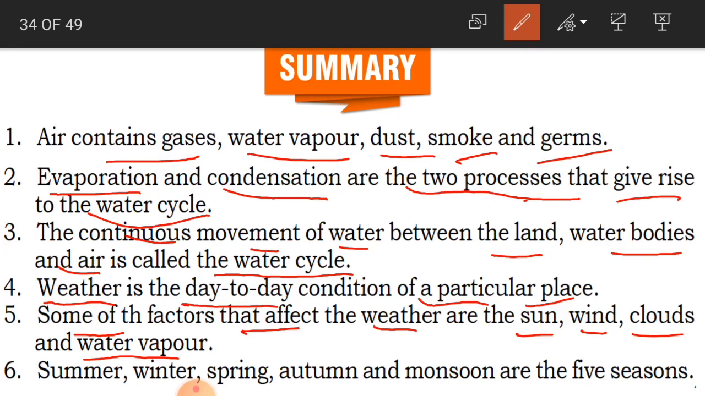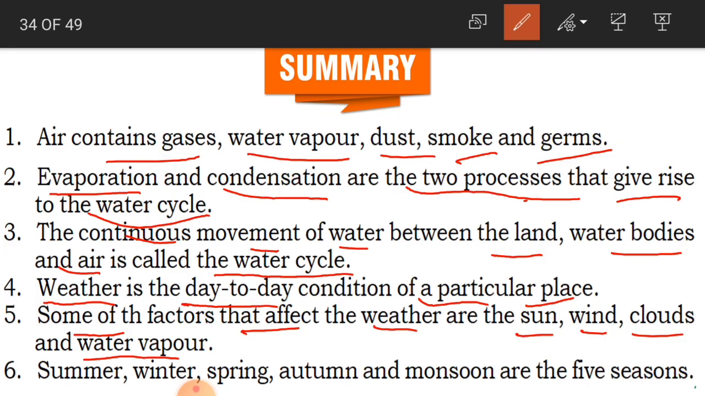Some of the factors that affect the weather are the sun, wind, clouds and water vapor. By which factors is the weather going to change? By the change in the sun, in the sense that it is not literally the sun, but the heat produced by the sun. Okay. And by the wind. Wind is nothing but moving air. And the clouds and water vapor. So these are going to affect the weather.